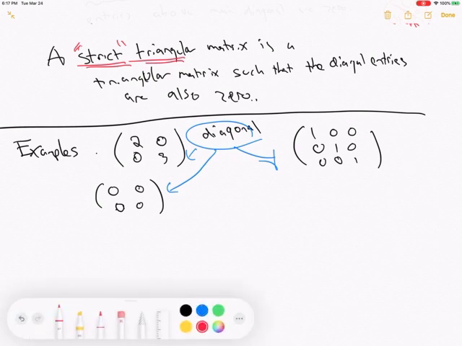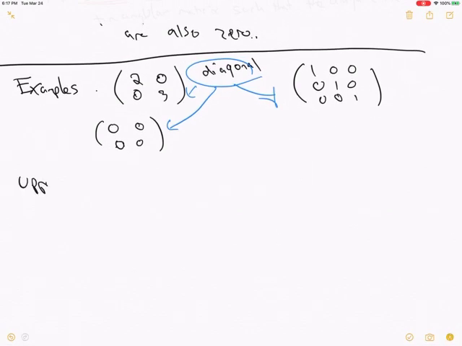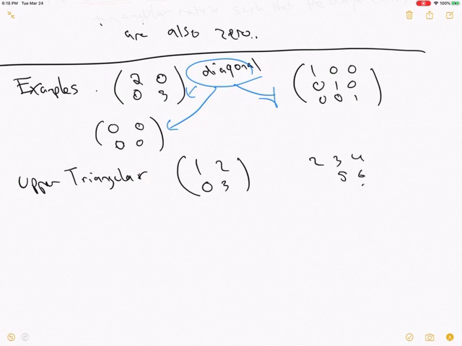So what does upper triangular look like? It would be something like if you had a 1, 2, 3, 0. That's upper triangular. All of the interesting stuff happens on the diagonal or above the diagonal. If you had a 3 by 3 matrix, 2, 3, 4, 5, 6, 7, 0, 0, 0, that's also upper triangular.